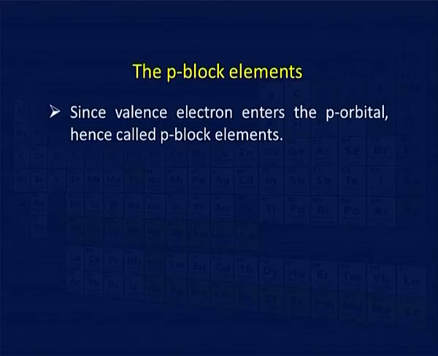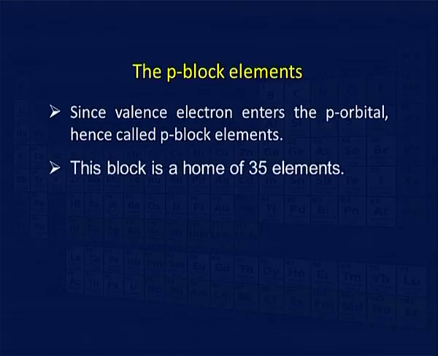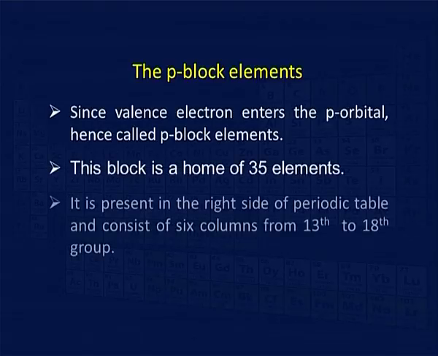The p block elements have valence electrons which enter the p orbital, and that is why they are termed p block elements. This block is home to 35 elements in totality. It is present on the right side of the periodic table and consists of 6 columns, starting from the 13th to the 18th group. The 18th group is the 0 group, consisting of elements like helium, neon, argon.